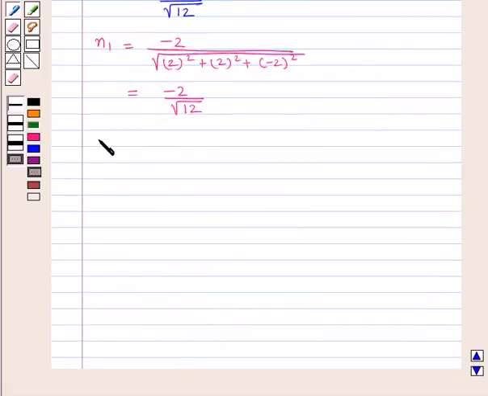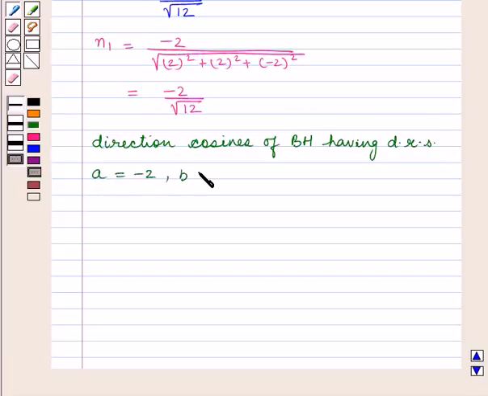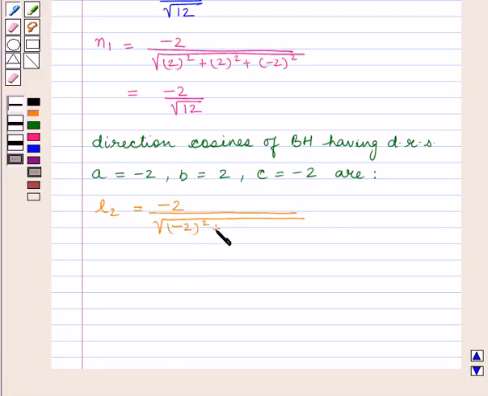Similarly, we shall find direction cosines of diagonal BH having direction ratios minus 2, 2, minus 2, that is a is equal to minus 2, b is equal to 2, c is equal to minus 2, are given by l2 is equal to a upon, that is minus 2 upon square root of a square plus b square plus c square, that is minus 2 square plus 2 square plus minus 2 the whole square, which is equal to minus 2 upon square root of 12.